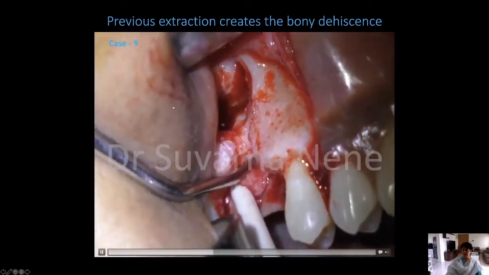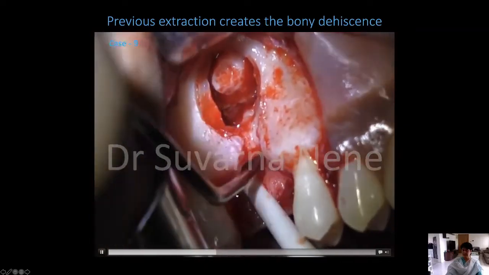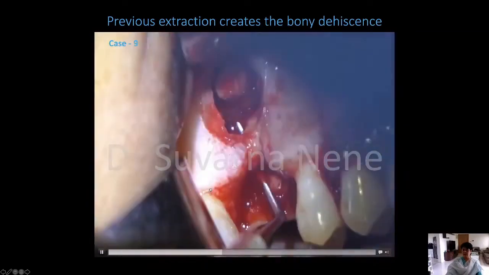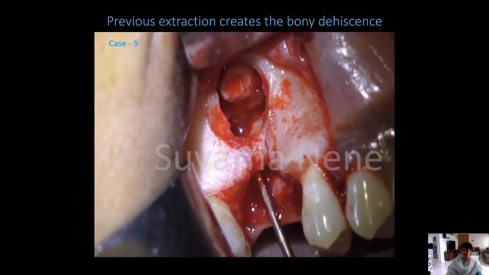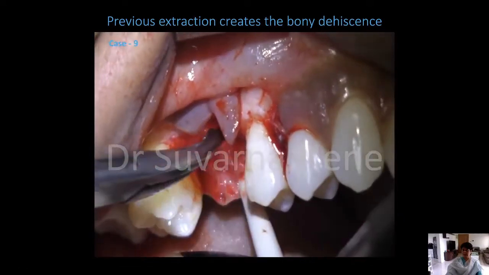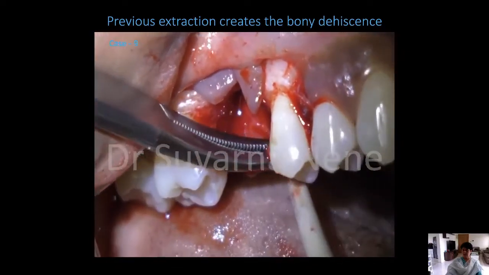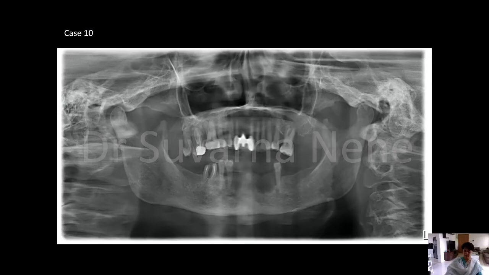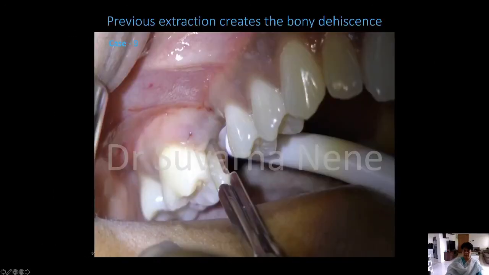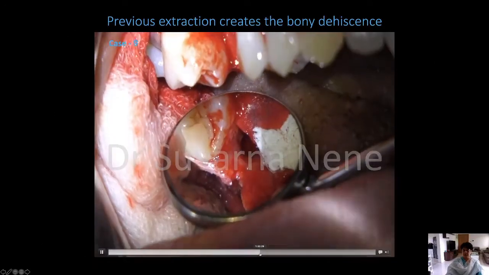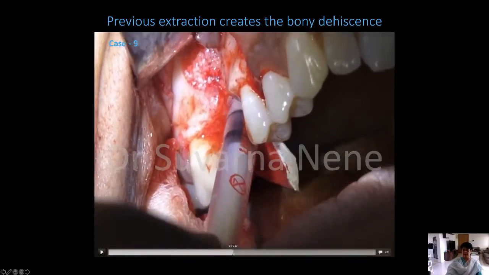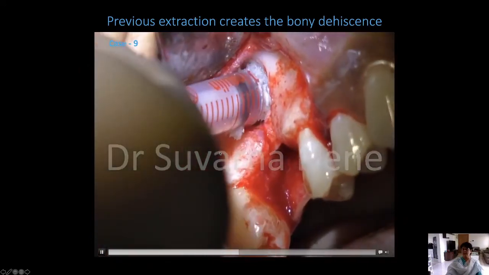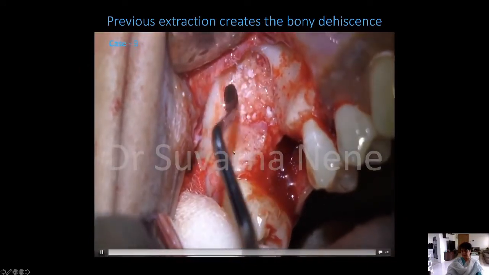And now I have raised the sinus lining, which is intact. This is the soft tissue in the socket. You can see the direct communication, which was seen on the CBCT scan. And you have to use a blunt instrument to check this. Remove the soft tissue. Look at that. I wanted to show you something. Oh, look at that. This is what I wanted you to see. The whole socket is not healed and there was no palatal bone.